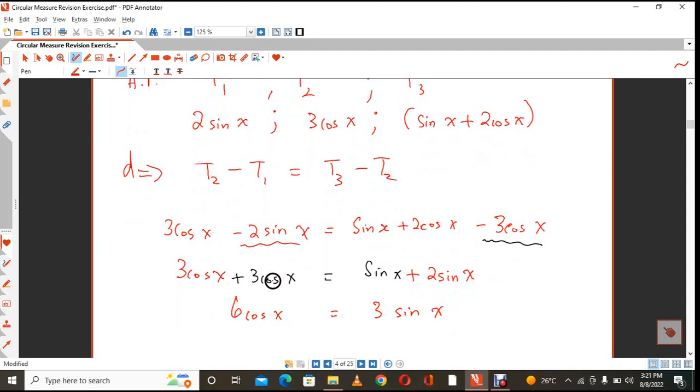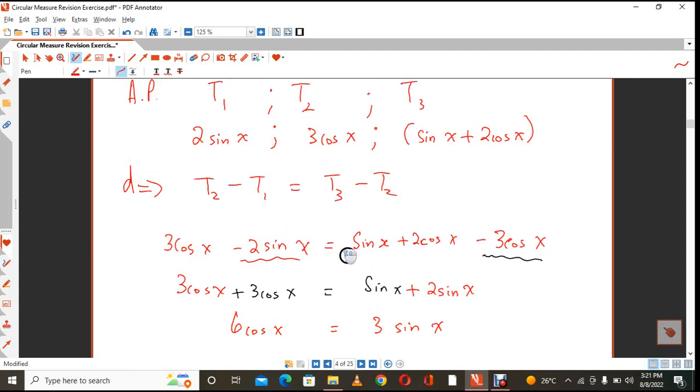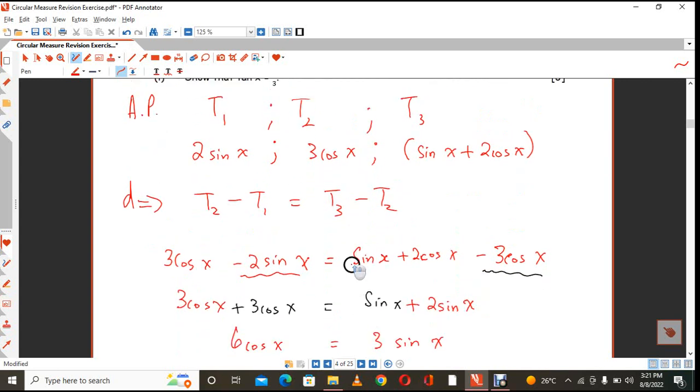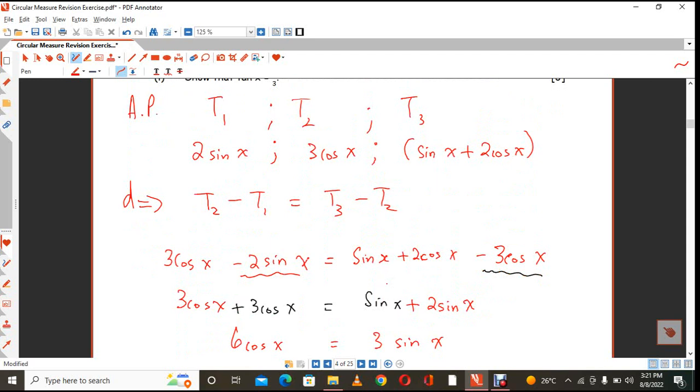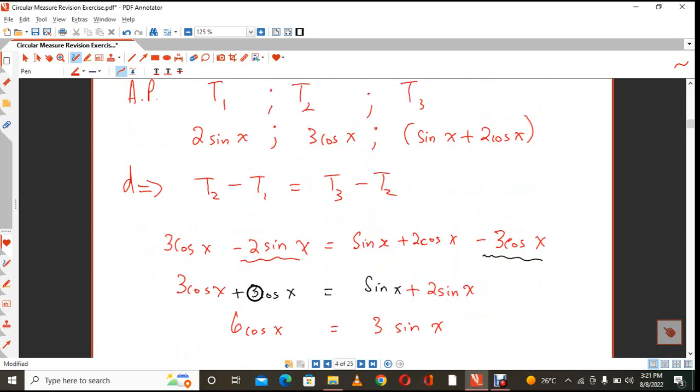We are nearly there as far as our answer is concerned. You have 2 sin x, that is sin x, and then you have the cos x, we are not done. The cos x is 3 cos x plus that 3 cos x, and then you have another 2 cos x. Can you see this one? Another 2 cos x here. This 2 cos x should also be subtracted because it's positive, so you subtract it there. Okay, good.